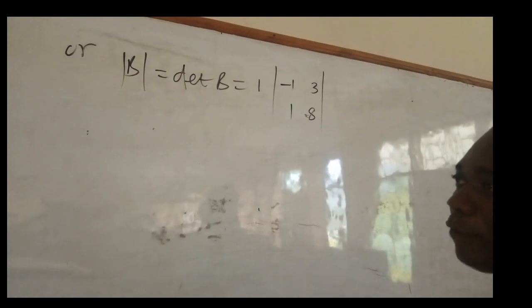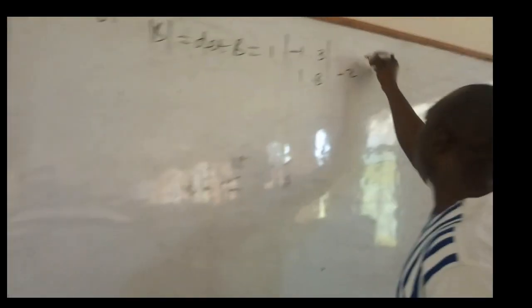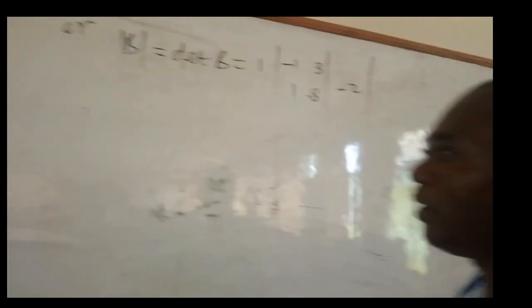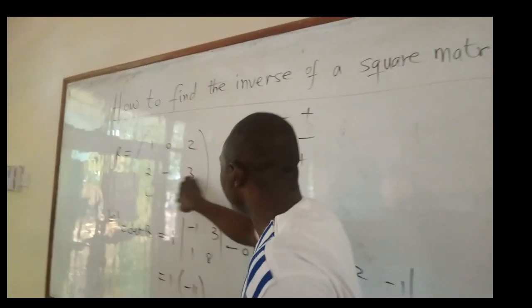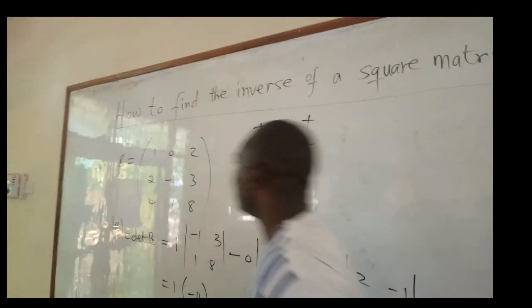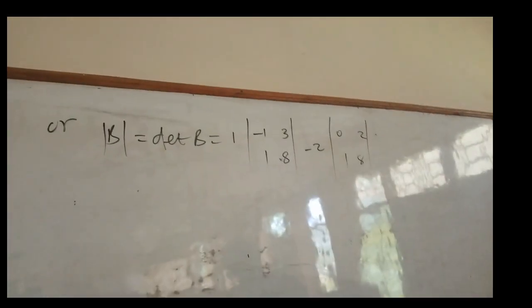The alternating sign for 2, as clearly written here, is negative. So you're going to have negative 2, and then you cross out all the elements in that row. So you cross out the elements here, 2, negative 1, 3, and then cross out the elements in the first column. So you'll be left with 0, 2, 1, 8.